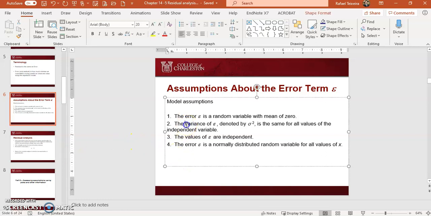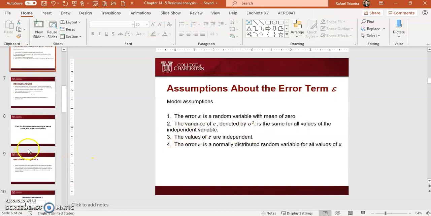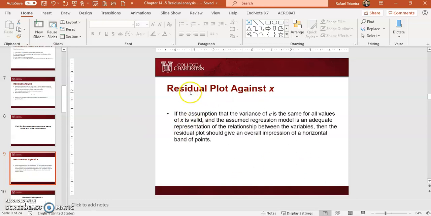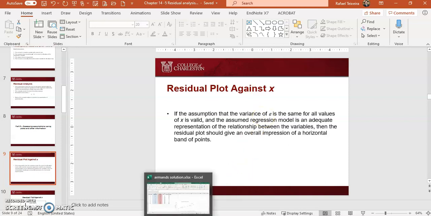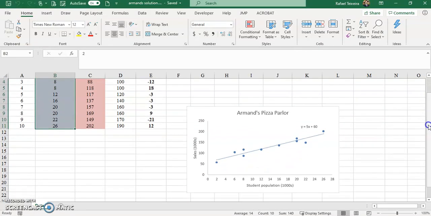Let's start with the variance of the error term, which has to be the same for all values of the independent variable. What this is saying is that the variance of the error, how the error varies, has to be the same for all values of the independent variable. Here we have the independent variable, we have the model, that's our line, and we have the observed data. All this observed data generates error, residuals. So the distribution of these residuals has to be similar along all values of the student population.